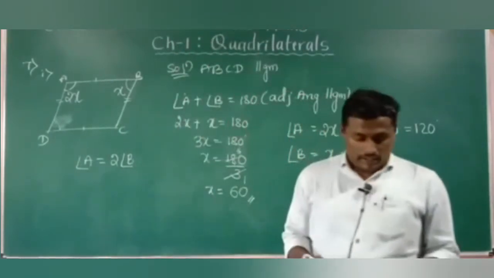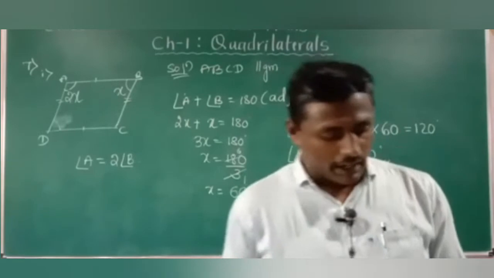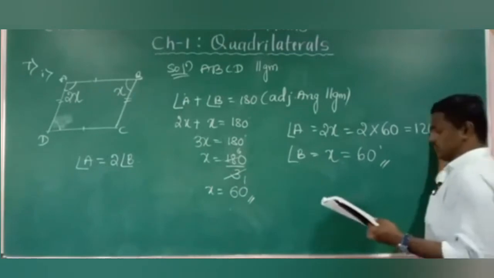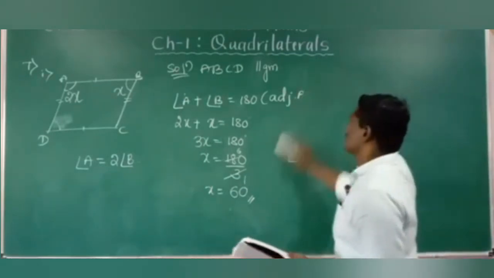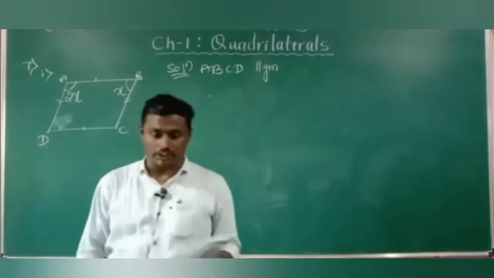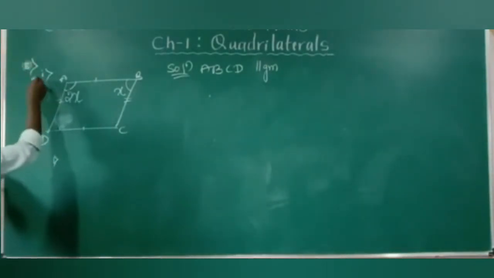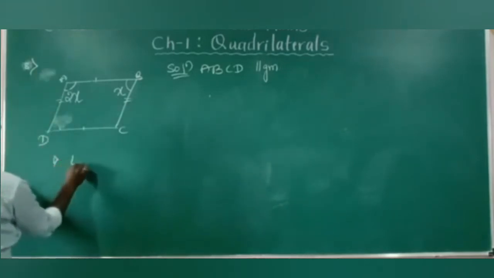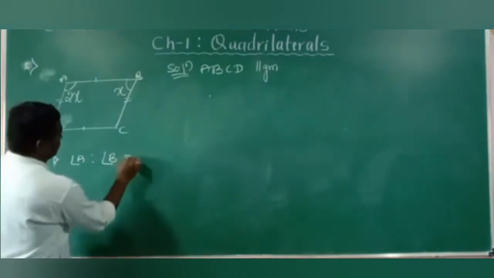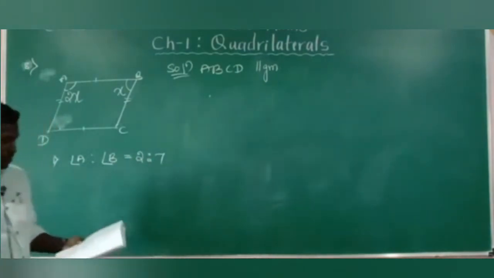Okay. Next one. 8th question. Find the angles of the parallelogram ABCD. Again they give two questions here. ABCD is a parallelogram. In the 8th main question, they gave totally two questions. In the first one, angle A and angle B are given in terms of ratios, and the given ratio is 2:7.